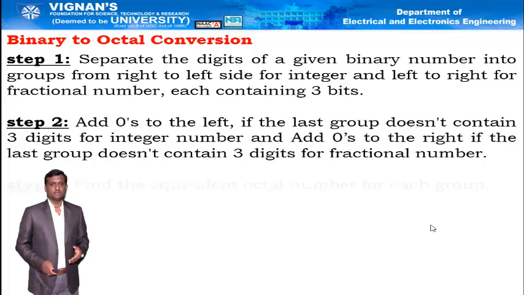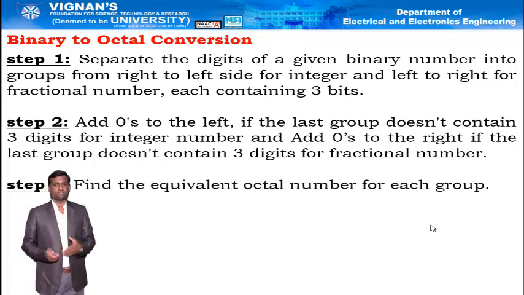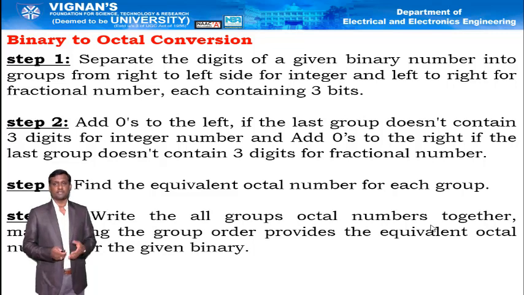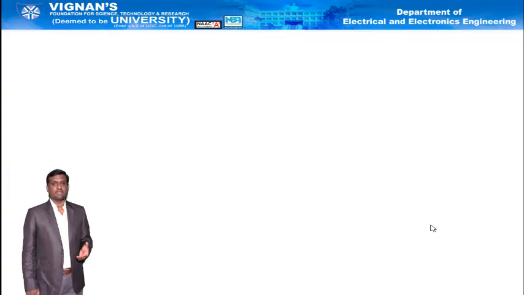So the next final step is to find the equivalent octal number for each group. Write all group octal numbers together, maintaining the group order, which provides the equivalent octal number for the given binary number. Now we will see the example.